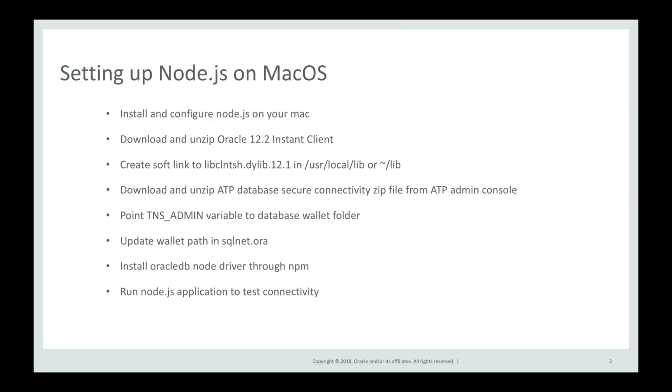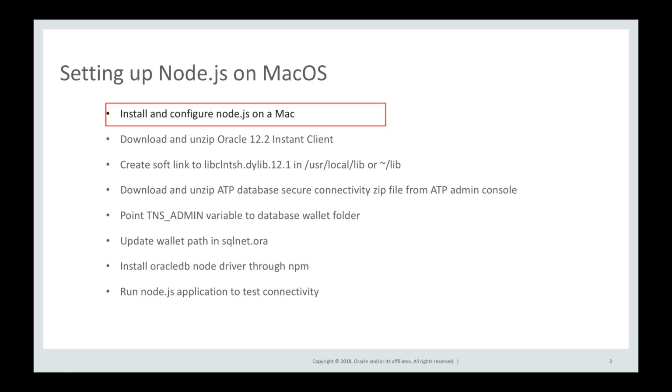Here are the high-level steps. We will start off by installing and configuring node.js on the Mac. We'll then download the Oracle Instant Client, which is needed to make a connection to the database. We will then configure it and download the secure connectivity zip file from the ATP admin console in the cloud. Once we configure that and point TNS admin to it, we can install the Oracle DB node driver through npm. And then finally, we will write a short application and test connectivity to the database.